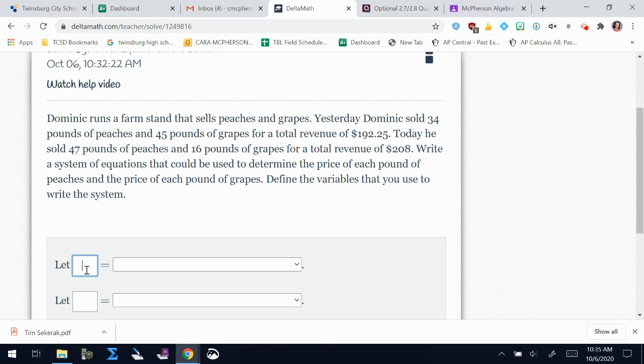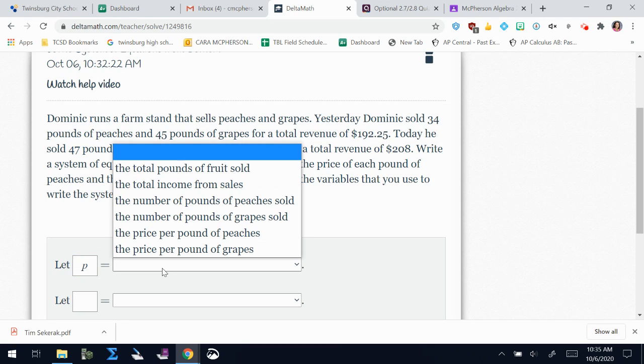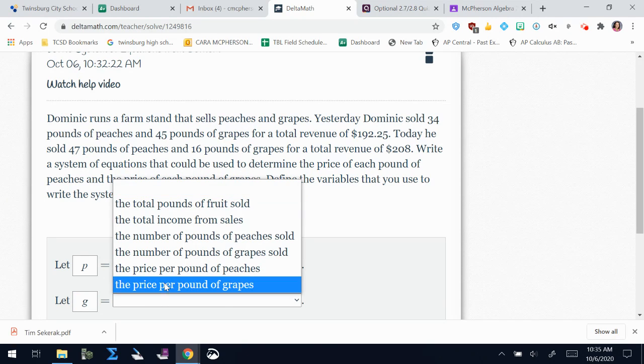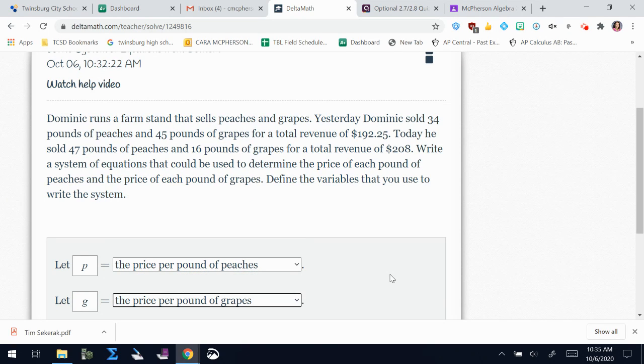So you can choose any letter of the alphabet you want for your variables. I'm going to go P for peaches, and I'm going to have that be the price per pound of peaches. And I'm going to be G for grapes. Again, just to be something that makes sense in the problem. So that's the first thing you want to do, is figure out what are we looking to find. Then we need to figure out what are the two equations. What two things do I know about my peaches and grapes?